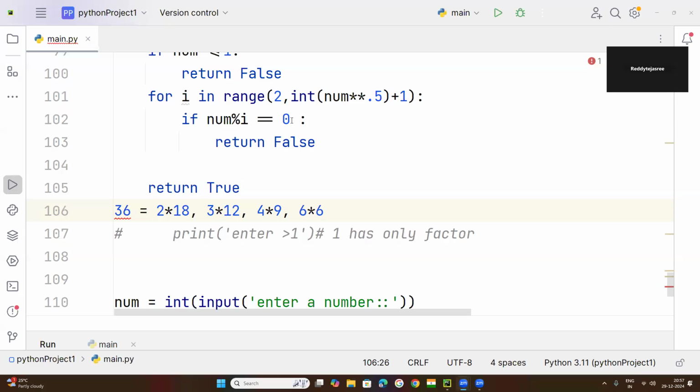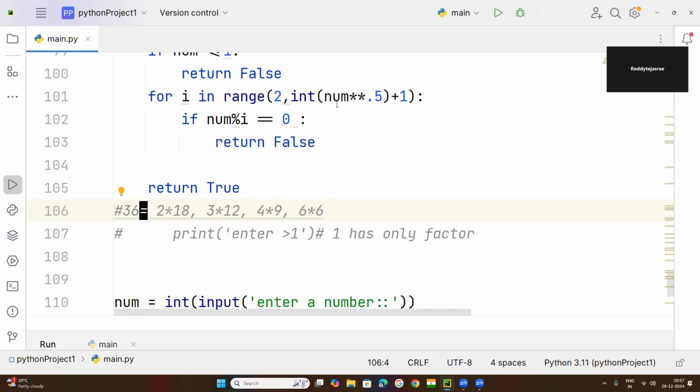Okay. Try to understand very clearly. First of all, let me comment here, otherwise it will give an error. So, what I want to brief here, first of all, try to understand.